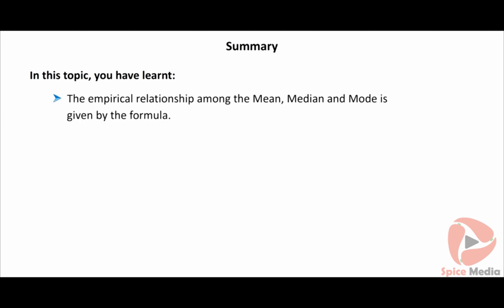The empirical relationship among the mean, median, and mode is given by the formula: mode equals 3 median minus 2 mean.